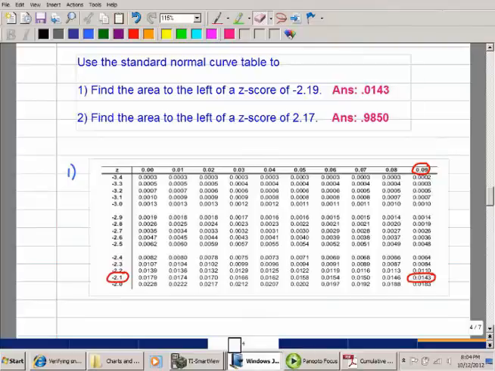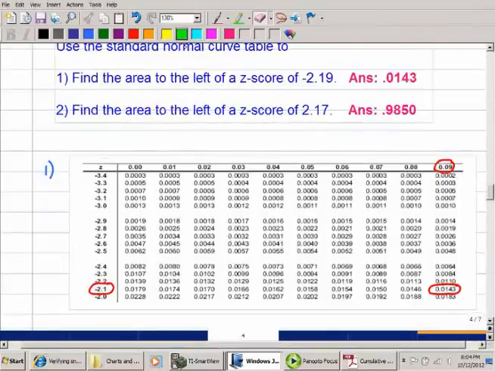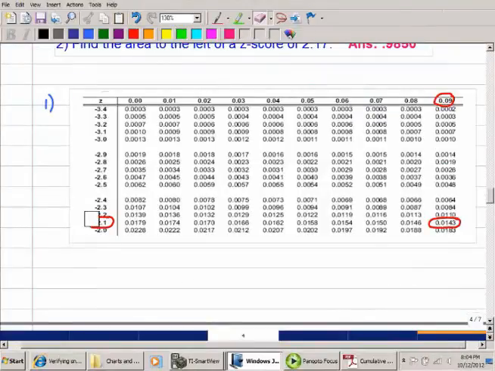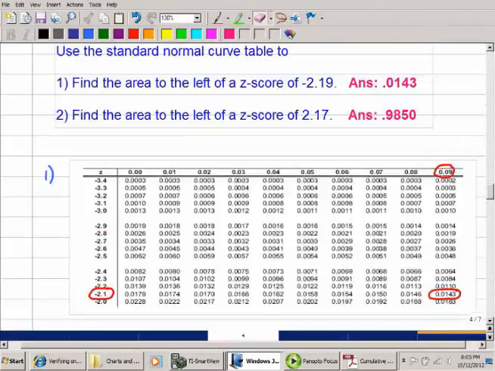Find the area to the left of a z-score of negative 2.19. I have the chart right here, so we can just use that. You can zoom in a little bit. I just have the little snippet of the chart that we need for this problem. You see over here, I've circled, it's going to be the negative 2.1 row, and then over here we have the 0.09 column. So the negative 2.1 meets the 0.09, and then we have 0.0143. And that would be the area left of negative 2.19 on the curve.